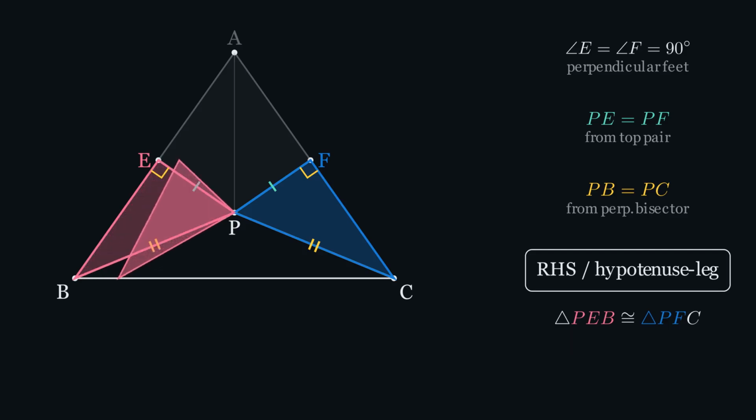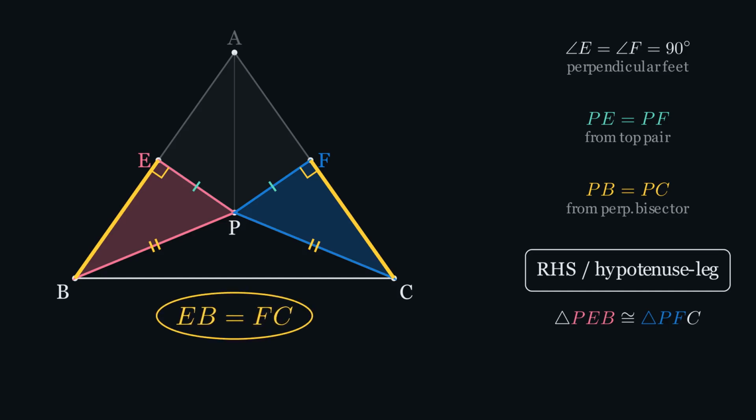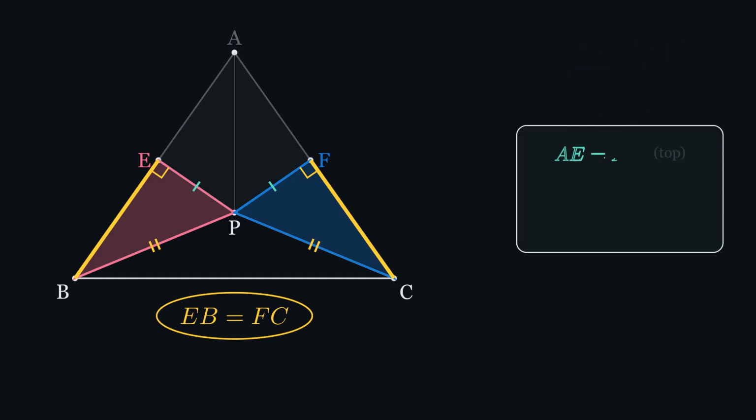That's a valid congruence too, the right angle hypotenuse leg rule. So triangle PEB is congruent to triangle PFC. And again, matching parts are equal, which hands me the fact I actually want. EB equals FC. The little leftover piece on the left side equals the little leftover piece on the right side. Let that land. From the top congruence, the upper chunks are equal: AE equals AF. From this bottom congruence, the lower chunks are equal: EB equals FC. Two equalities, both earned honestly through standard congruent triangles.